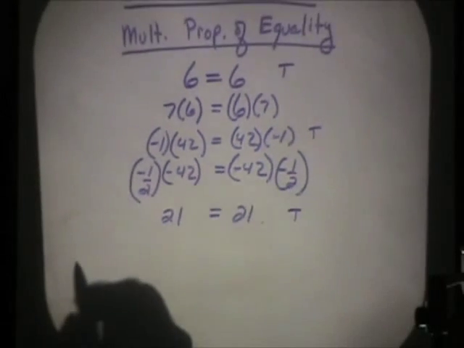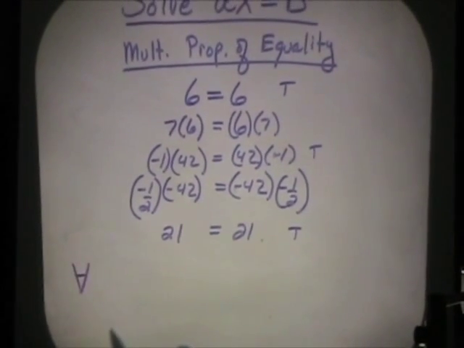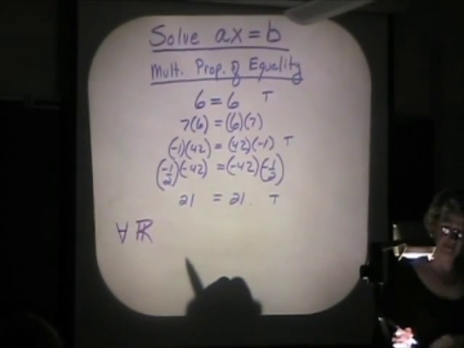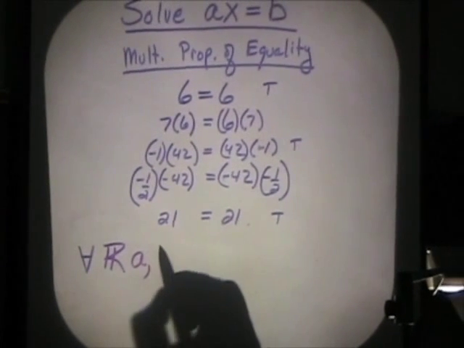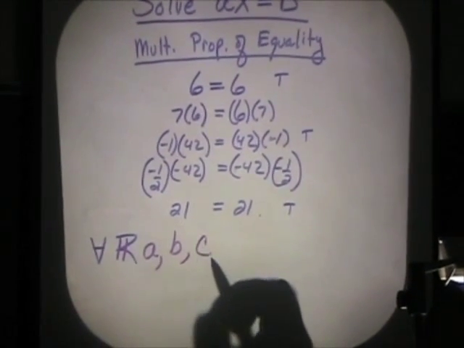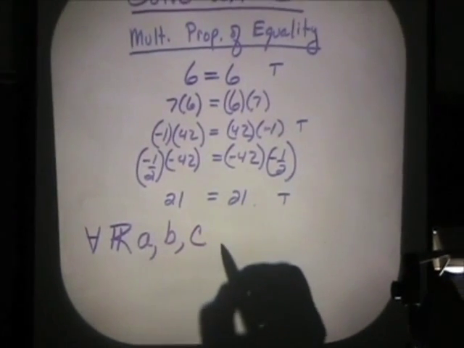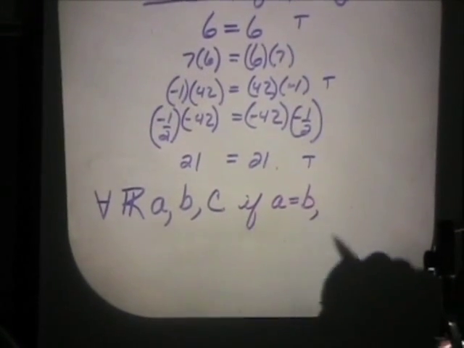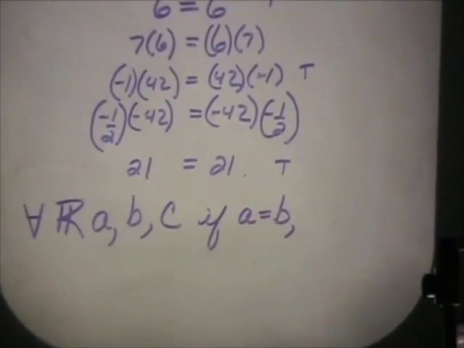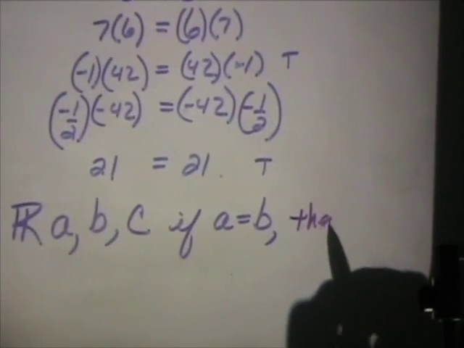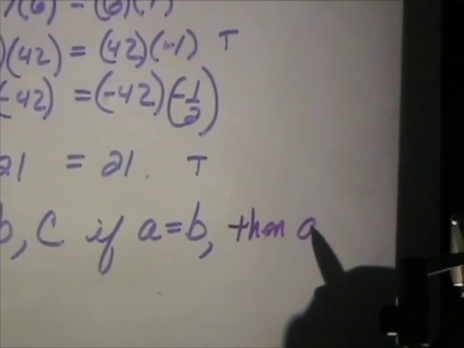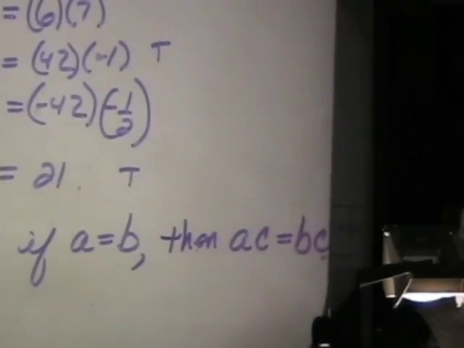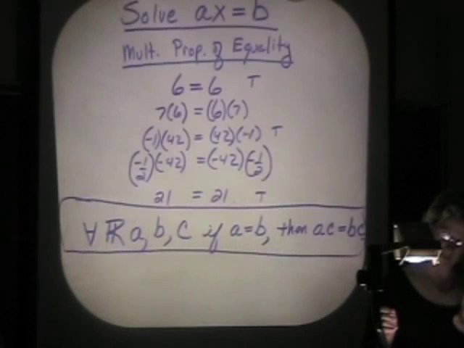For all real numbers A, B, C, if A is equal to B, then A times C is equal to B times C, period. Brief example, and then we're going to get to word problems.